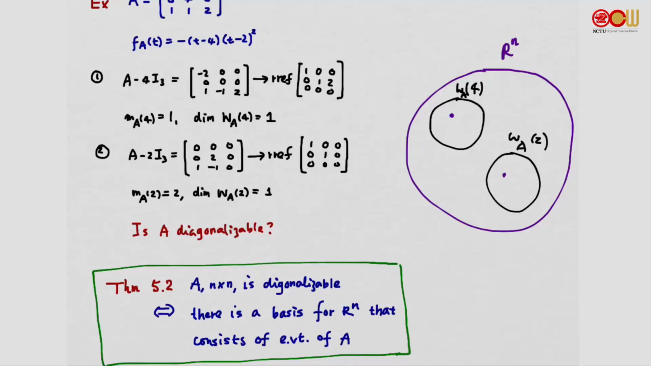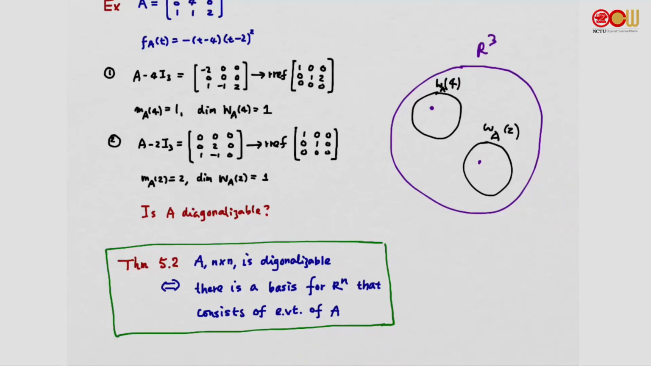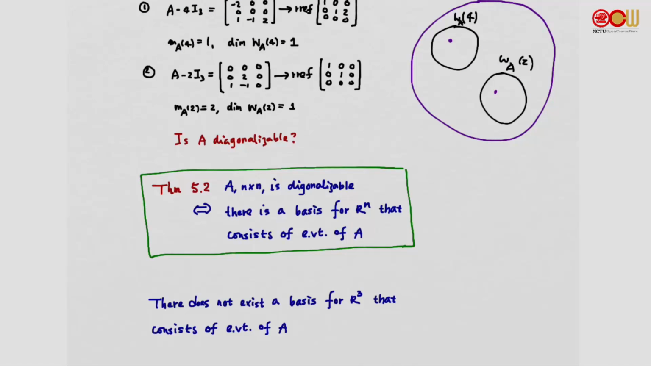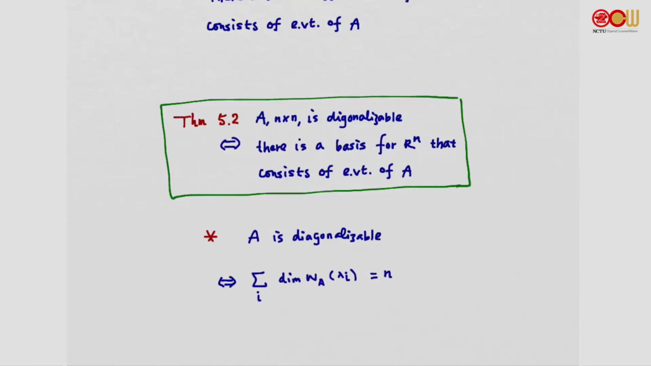So would A be diagonalizable? Sorry, this is R3. So in this case, we can only find two linearly independent eigenvectors. One from this eigenspace and one from this eigenspace. But to have a basis, we need three linearly independent eigenvectors. So we are one vector short. And there does not exist a basis for R3 that consists of eigenvectors of A.